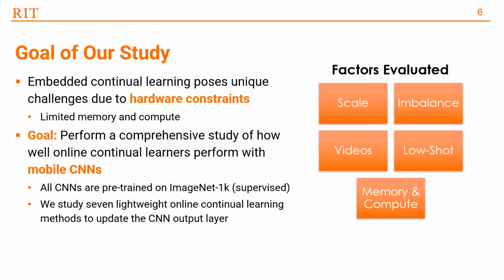To study this, we first pre-trained several mobile CNNs on the ImageNet 1K dataset using supervised learning. We then studied the ability of 7 different online continual learning methods to update the output layer of the CNN to perform supervised classification.